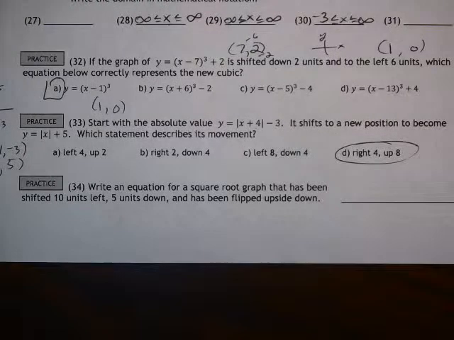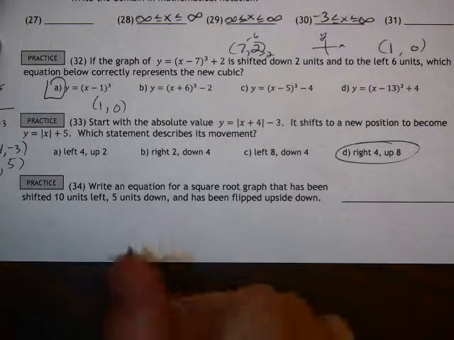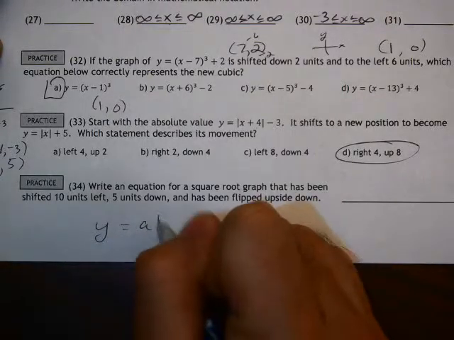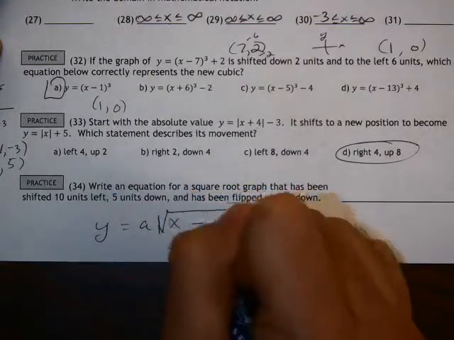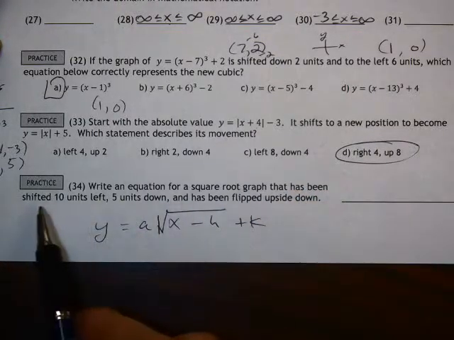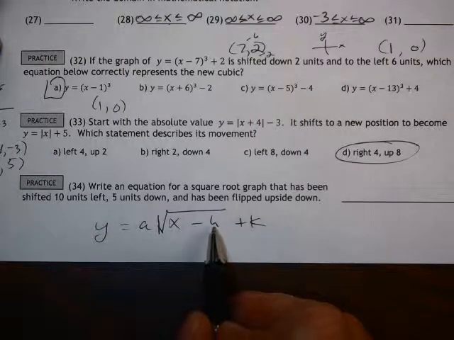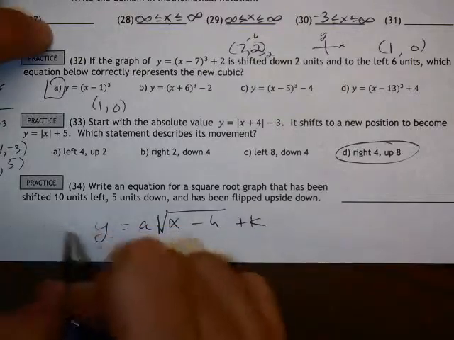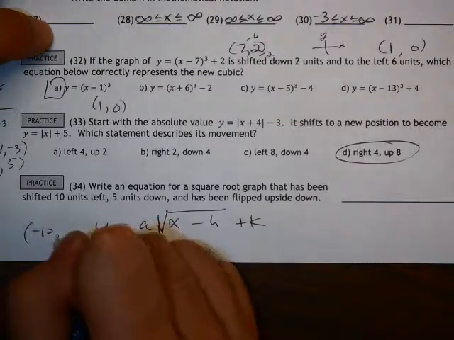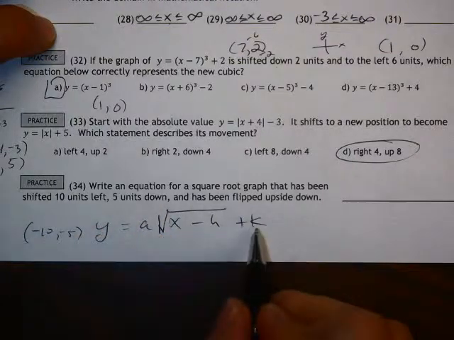Now the last one, number 34. Write an equation for a square root graph that has been shifted 10 units left, 5 units down, and has been flipped upside down. So just really quickly, there's my square root equation, square root of x minus h plus k. Shifted 10 units left means this h value has to actually become positive, because it's going to negative 10. 5 units down goes to negative 5, so this k value, remember, stays the same.